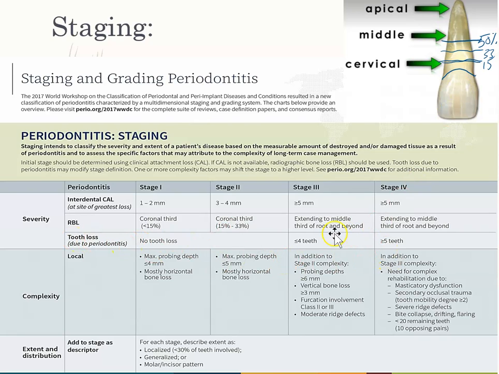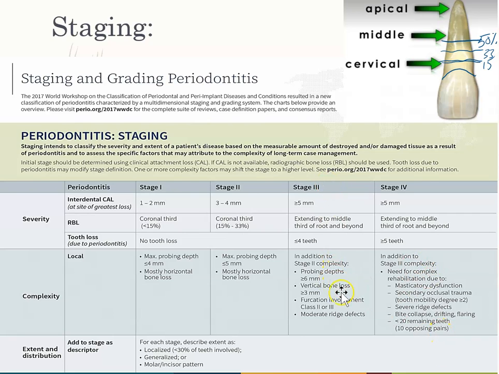Then tooth loss, we look at that. So if we've lost 4 teeth only due to perio, stage 3. So we don't include wisdom teeth, we don't include extracted teeth due to ortho, it is only tooth loss due to perio. 5 teeth, they go to stage 4. Probing depths are all here. So when you're looking at the probing depth numbers, they find the highest probing depth numbers. So if they have a 6mm pocket, they go under stage 3.